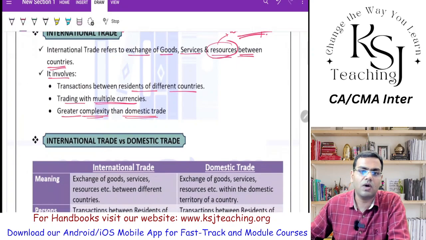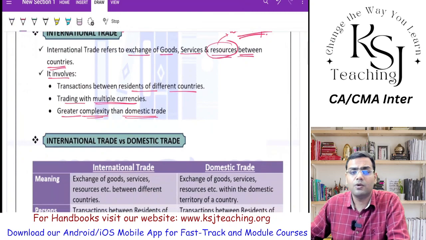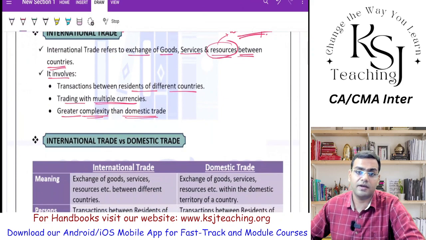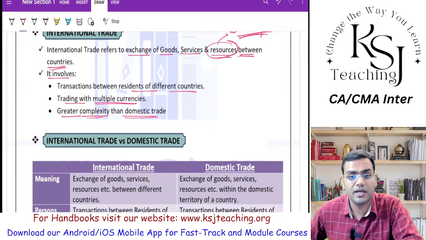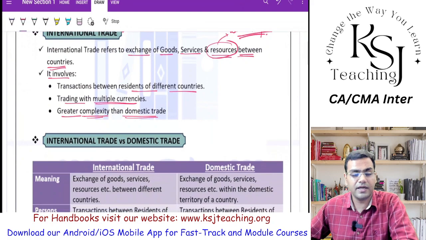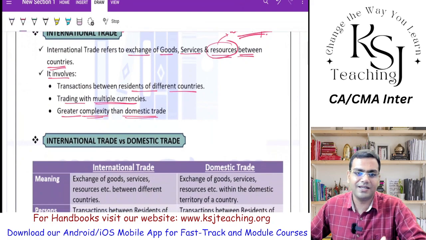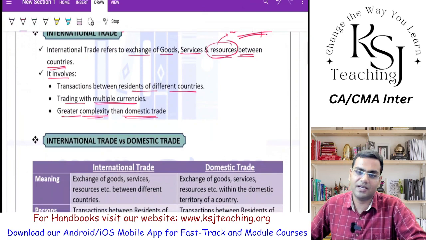Obviously, when you are going across the boundaries, there will be complexity in the transactions, right? What can be the types of complexities? The paperwork will be more, right? Sending the goods will be a task. Then receiving the money, or if you are receiving the goods, then payment of money across the countries will be a task, isn't it? So there is greater complexity in international trade transactions, but at the same time, the economies cannot work if there is no international trade, right?